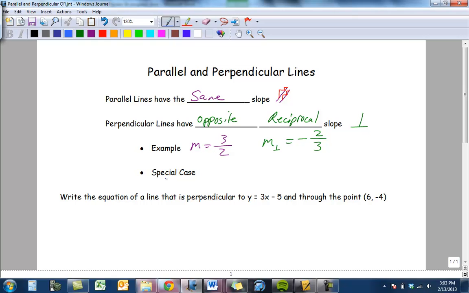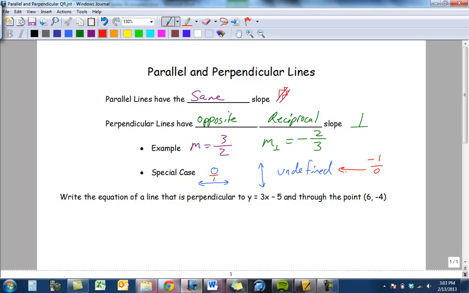Now, there is one special case. The slope of a horizontal line is 0. So perpendicular to a horizontal line would be a vertical line. And the slope of a vertical line is undefined. Real quick, here's why. If a horizontal line is 0, another way to write 0 is 0 divided by 1. The opposite would be negative. The reciprocal would be 1 divided by 0. And the 11th commandment, thou shalt not divide by 0, because when 0 is under, it's undefined.